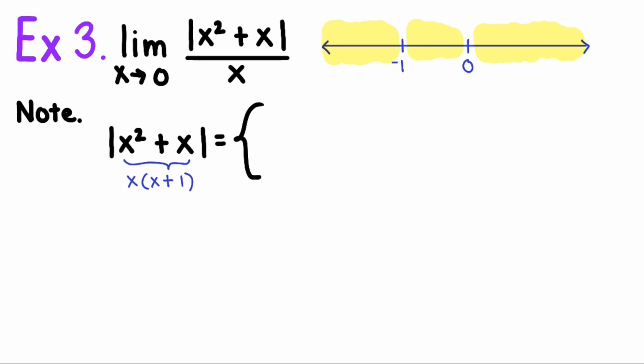So we consider the first region, where x is less than negative 1. Take note that x here becomes negative, so we need to multiply a negative here.